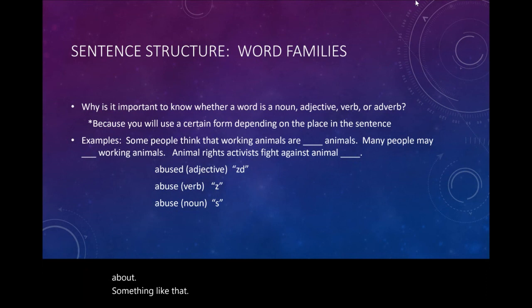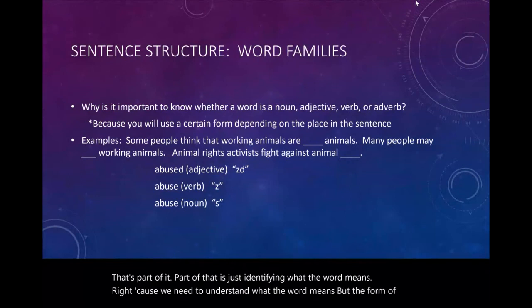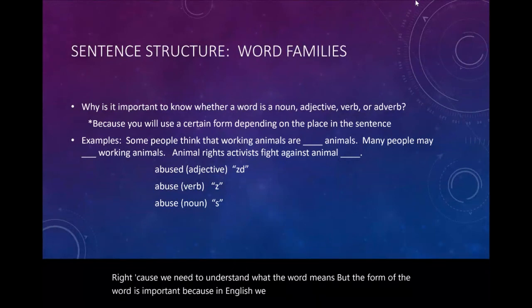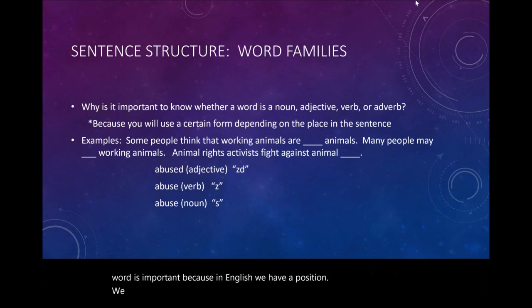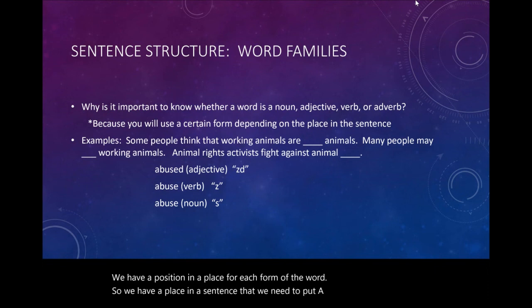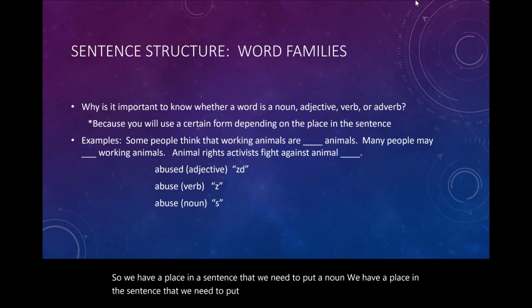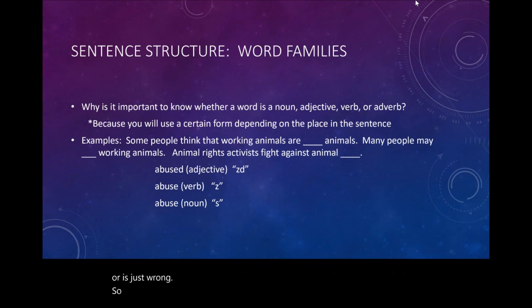Okay. Well, that's part of it. Part of that is just identifying what the word means, right? Because we need to understand what the word means. But the form of the word is important because in English we have a position and a place for each form of the word. We have a place in a sentence that we need to put a noun. We have a place in the sentence that we need to put a verb. And if we switch them around, then sometimes it becomes confusing or it's just wrong. So it's not proper English.